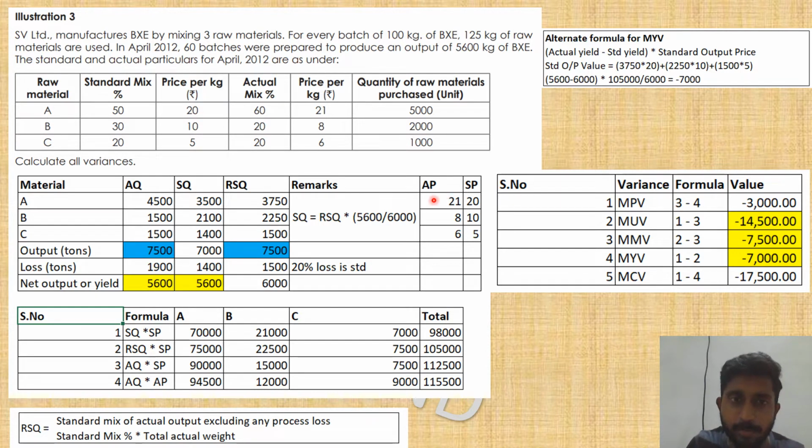Here I have put the actual price. So 21, 8 and 6 are the actual prices. The standard price is given here: 20, 10 and 5. So 20, 10 and 5 I have taken here as the standard price.